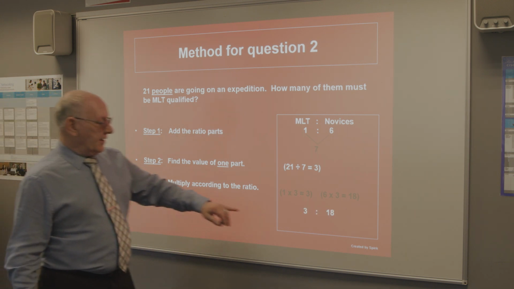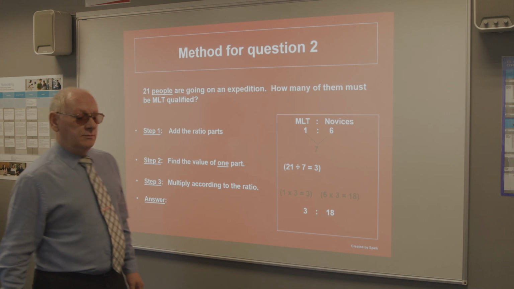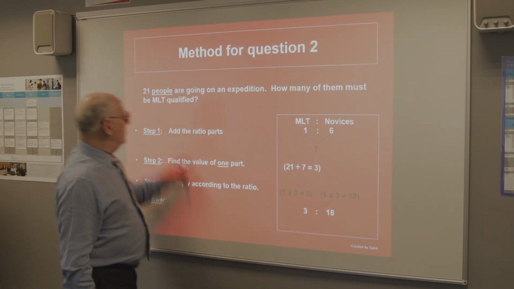And there we've got the final answer, 3 and 18. 3 plus 18, 21.